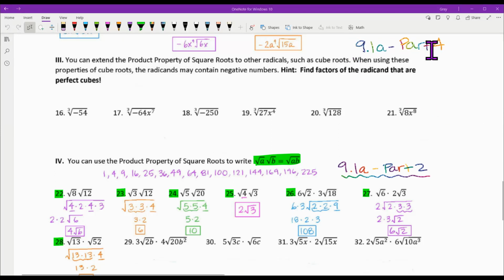This is the last part of 9.1a. So I'm going to finish all the problems that we haven't done yet, and then you'll be on your way with knowing how to simplify and multiply radicals.